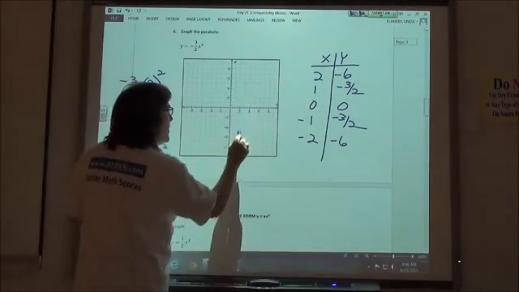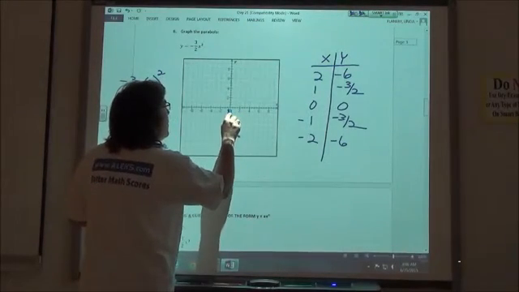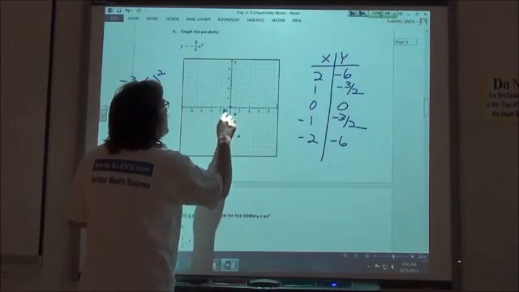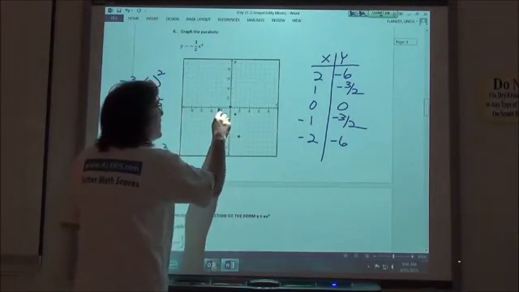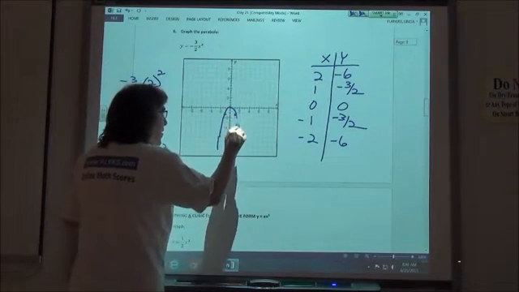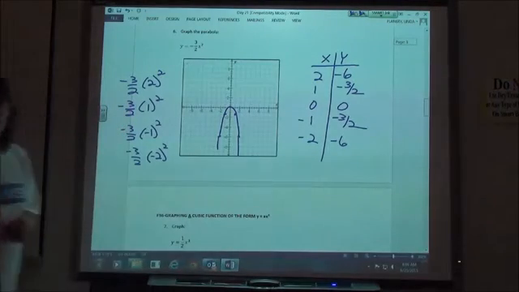So 2, -6, 1, -1.5, 0, 0, -1 and -1.5, and -2, -6. And again, our parabola is flipped upside down since our coefficient was negative.